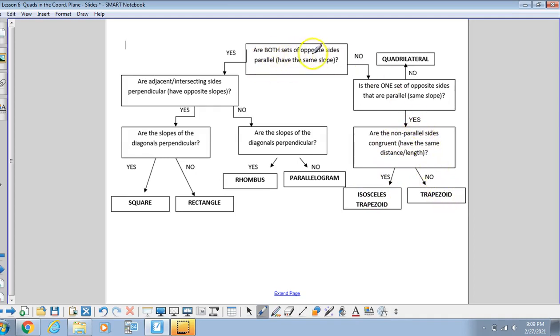Now let's go back up to the top. If we had both sets of opposite sides parallel, then we've got some type of parallelogram. Then we would check to see if our intersecting sides are perpendicular, and we would follow on from here. If the intersecting sides are perpendicular, we would check for the slopes of the diagonals. Actually, even if the intersecting sides are not perpendicular, we would still check for the slopes of the diagonals. We're going to do a problem, and we're going to come back and refer to this flow chart here.